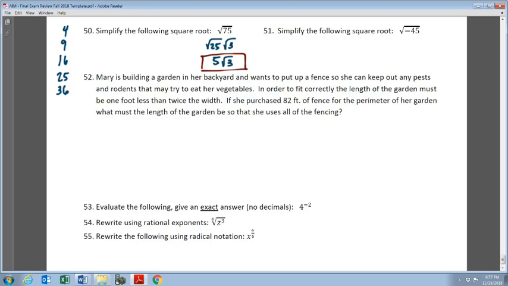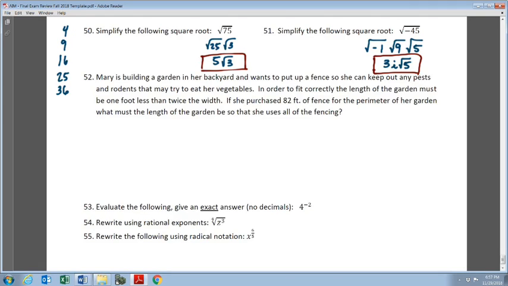On number 51, I know I'm going to have an imaginary answer because I'm taking the square root of a negative, so I can pull out a square root of negative 1. And as far as 45 is concerned, that is divisible by 9, which is a perfect square. And so it'll be 9 times 5. So the square root of 9 is 3, and of course the square root of negative 1 we call i. So that's 3i times the square root of 5.